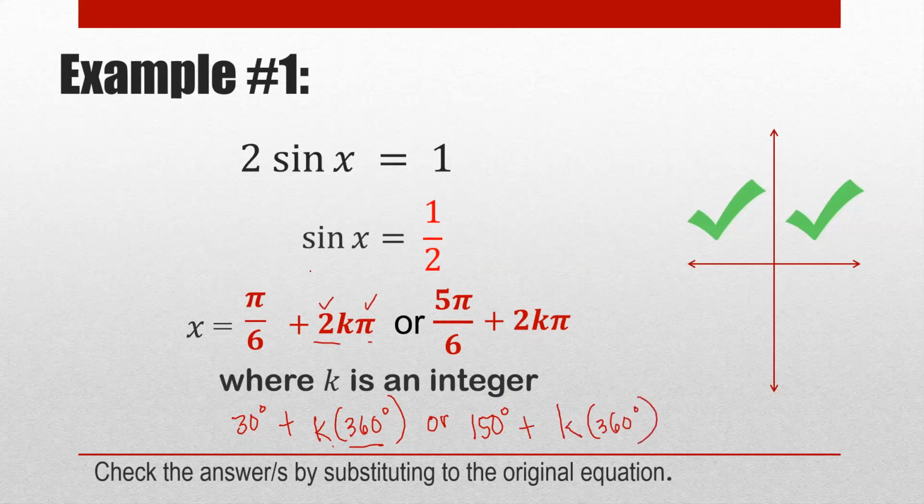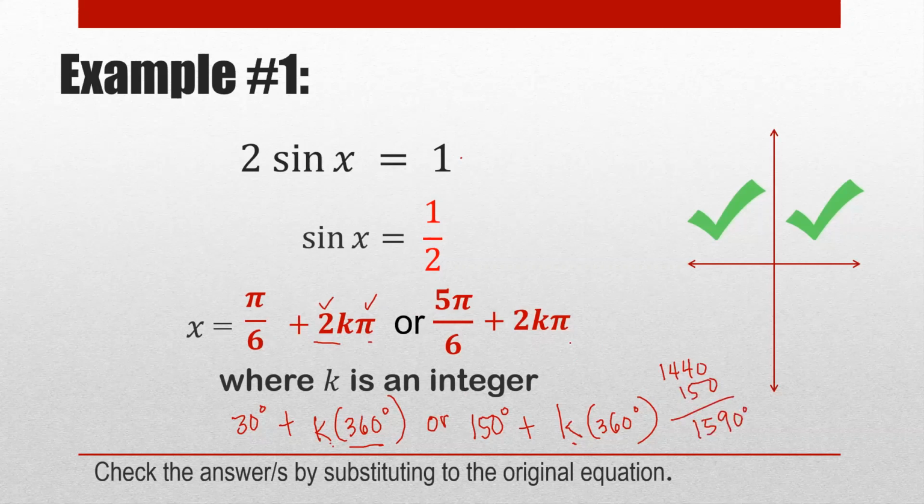O itry natin sa calculator, 2 times sine of 30 equals 1. Kunwari, 390, di ba? When k is equal to 1 here, 390, 2 times sine 390 equal pa rin sa 1. Kunwari, dito naman, say k is equal to 4. So, that will be 720 times 2. That will be 1440 plus 150.